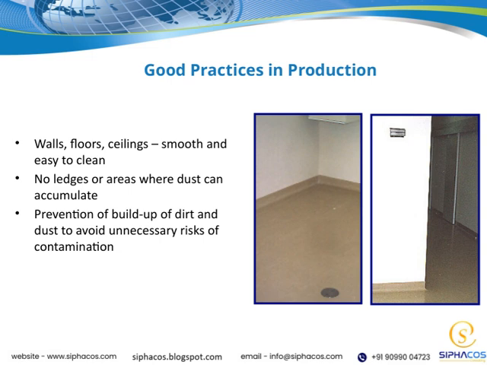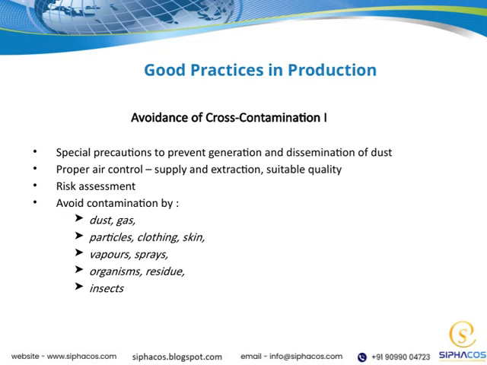operations. Now, let's talk about avoiding cross-contamination, specifically in this initial part. It's essential to take special precautions to prevent the generation and spread of dust. This includes managing air control carefully, making sure both supply and extraction systems are functioning properly and providing air of suitable quality. A thorough risk assessment is also a key step here. It helps us identify potential contamination points before they become a problem.